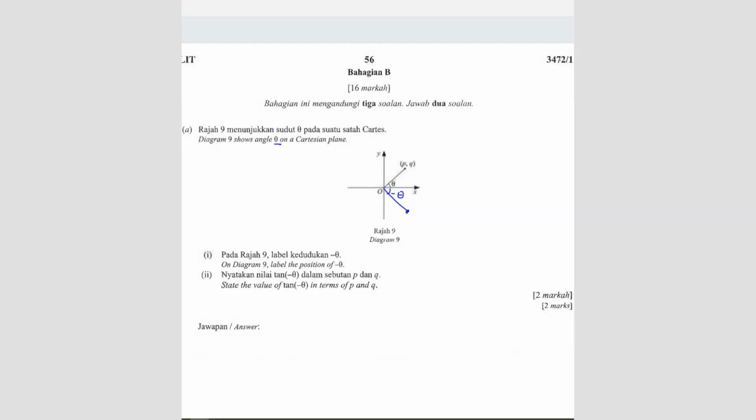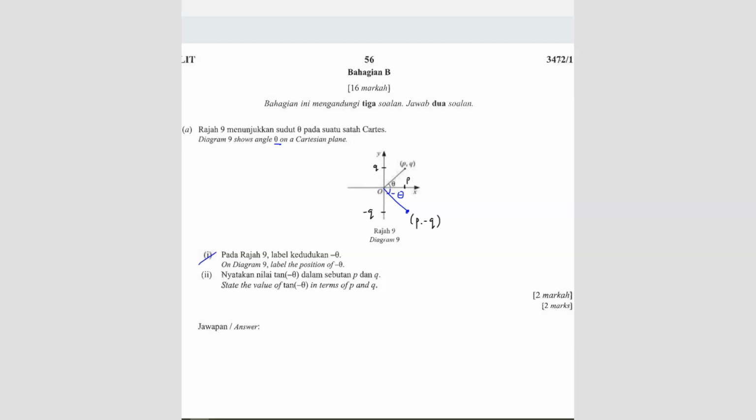Okay, so that is the first one. Easy. Number 2, state the value of tangent negative theta. To find tangent for negative theta, we can use back the coordinate from the first one. Here is P, here is Q, right? So if here is Q, we can also conclude that this one is going to be negative Q. So the coordinate here is P and negative Q.